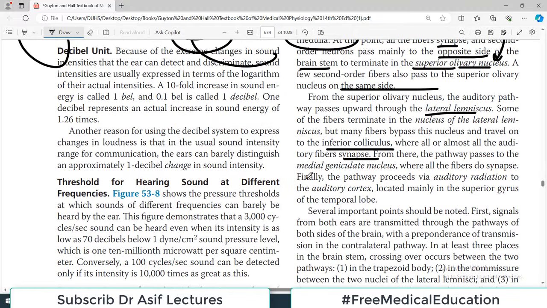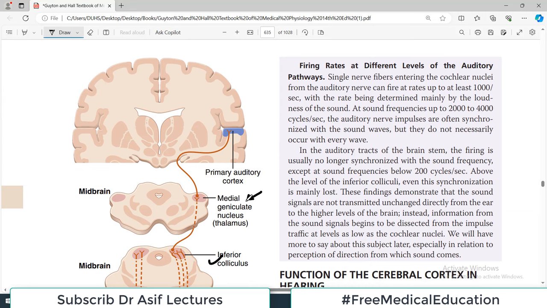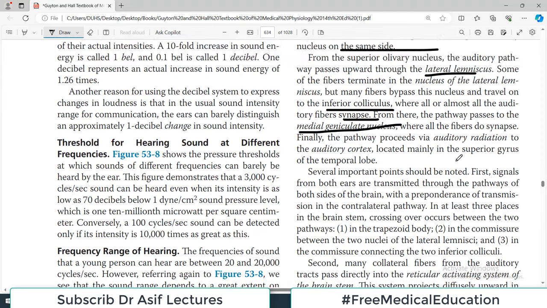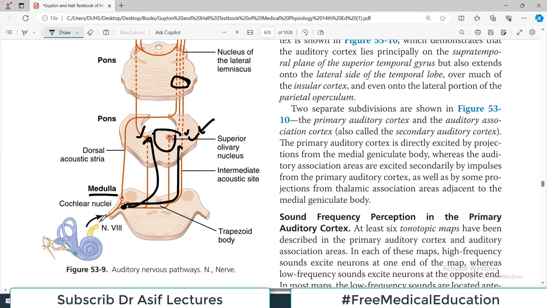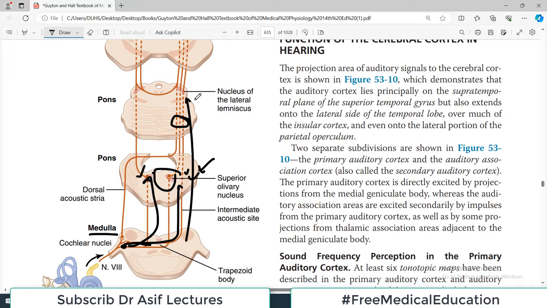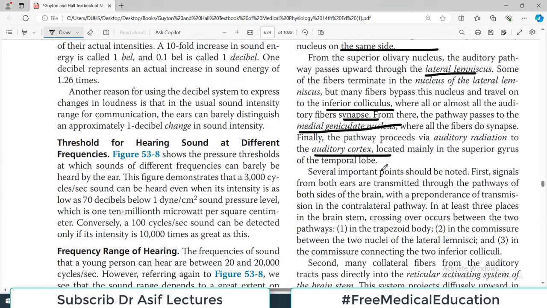From there the pathways pass to the medial geniculate nucleus. You see the medial geniculate nucleus here. They synapse here. From here they go to the primary auditory cortex. So that's the pathway, and you must remember this pathway. Once the signal has come in the cochlear nerve, it goes to the opposite side from the medulla, then travels upward. And that's a very simplistic presentation of what is happening.